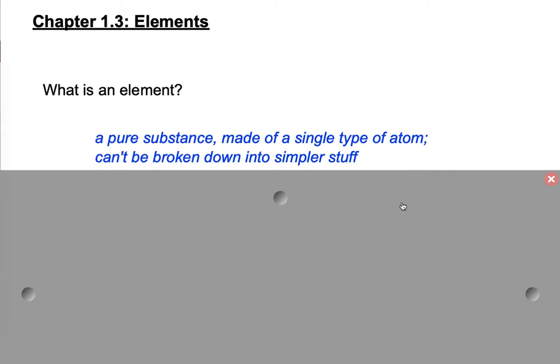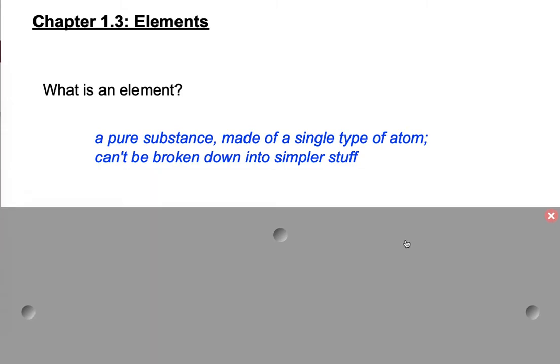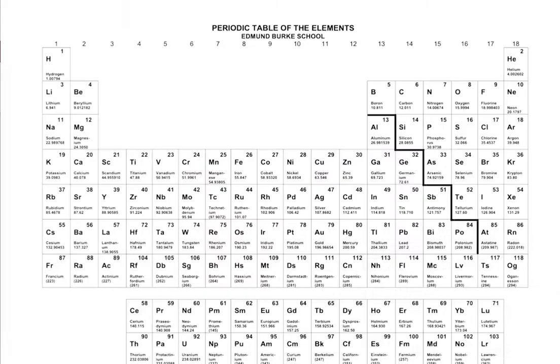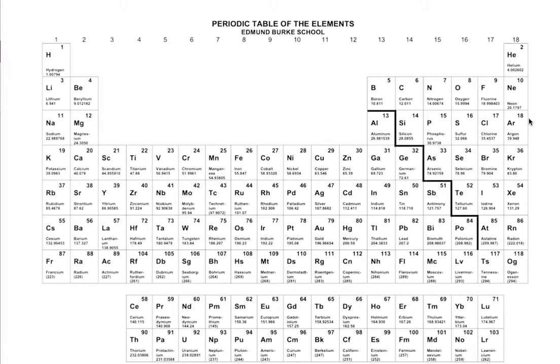Here is about the silliest question I'm going to ask this year. Where do we find the elements tabulated? Why? On the periodic table of elements, of course. And here is the official Edinburgh School periodic table of elements. This is posted as a PDF in the Chapter 1 and 3 topics box, and I would strongly encourage you to download a copy and print it if you like so that you can refer to it. We will be using this version of the periodic table throughout the entire year.